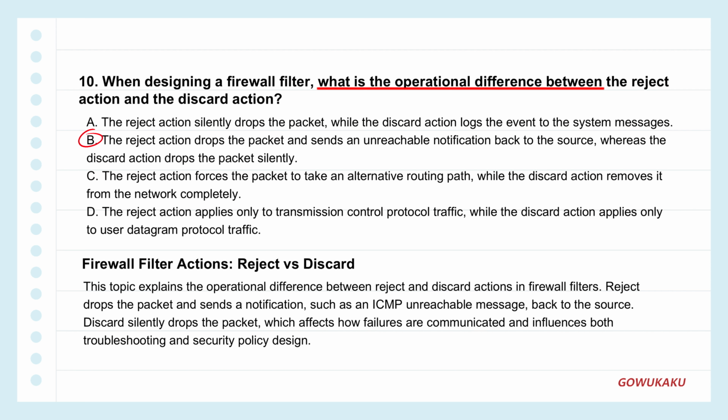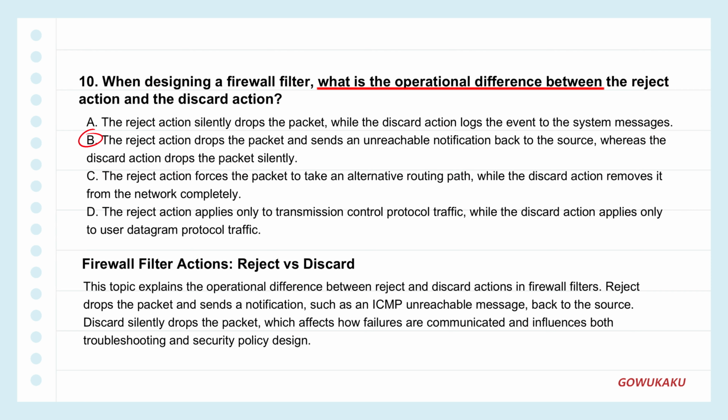The critical difference is the feedback loop. The feedback loop. Yeah. When you configure a reject action, the router drops the packet and generates an ICMP unreachable message back to the sender. It explicitly says, connection failed. But when you use discard, it just deletes the packet from memory. So the sender gets absolutely zero notification. None. Their machine just hangs there waiting until the connection times out.